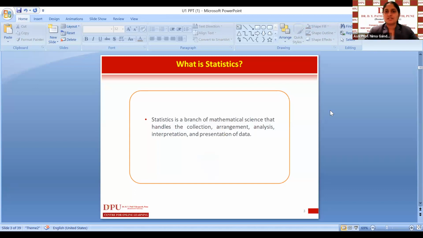So what is statistics? Statistics is a branch of mathematical science that handles the collection, arrangement, analysis, interpretation, and presentation of data. Basically, it is a branch of mathematical science, so you are dealing with mathematics here. It handles the collection, so you are collecting data.